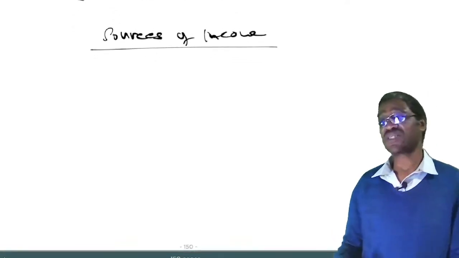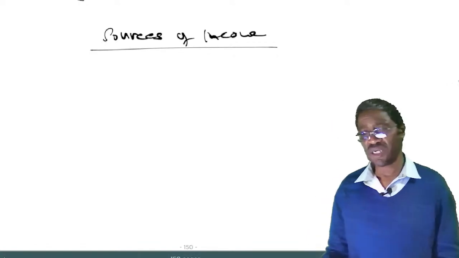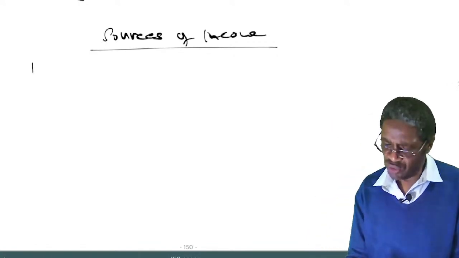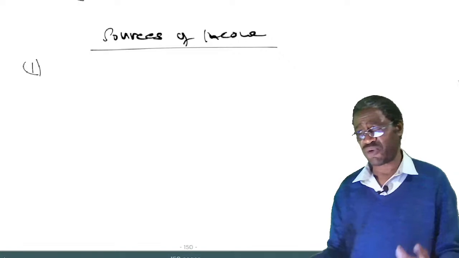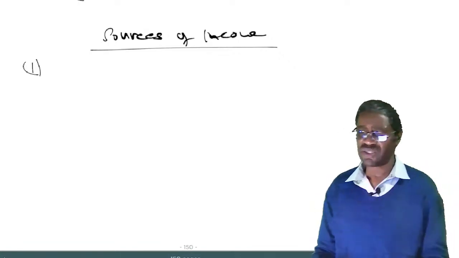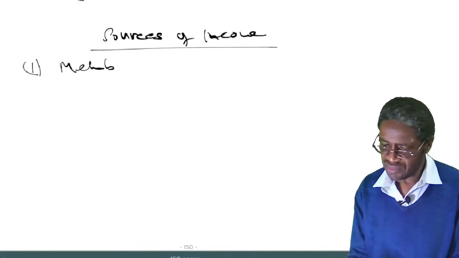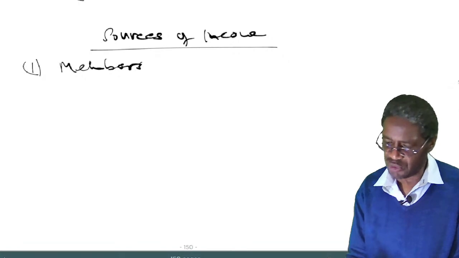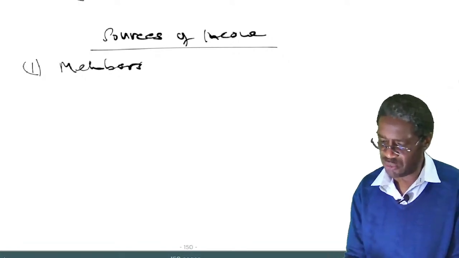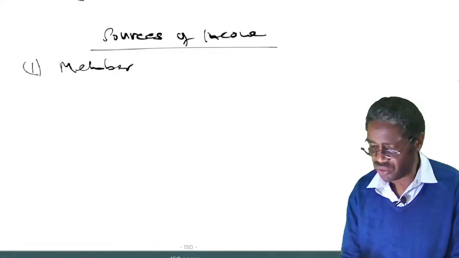Now let me discuss the sources of income. One major source of income, let us use a sports club, for example. Don't write yet, let me first discuss it. It is what we call members' subscriptions. When you have a sports club, members would normally pay the subscriptions every year.